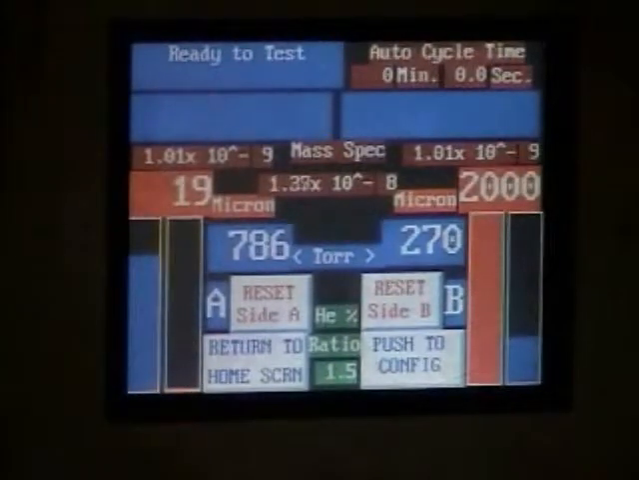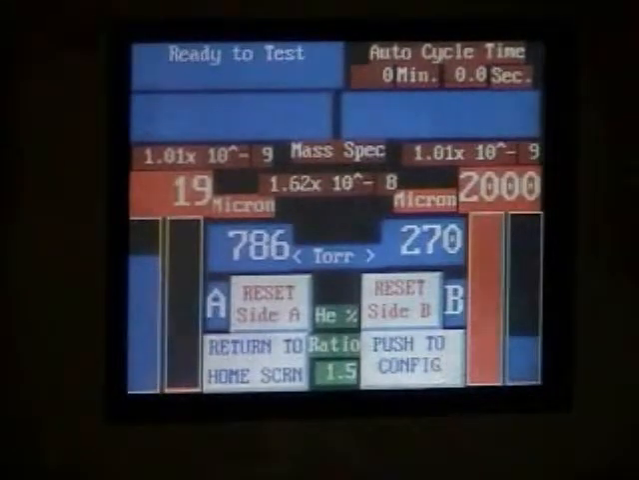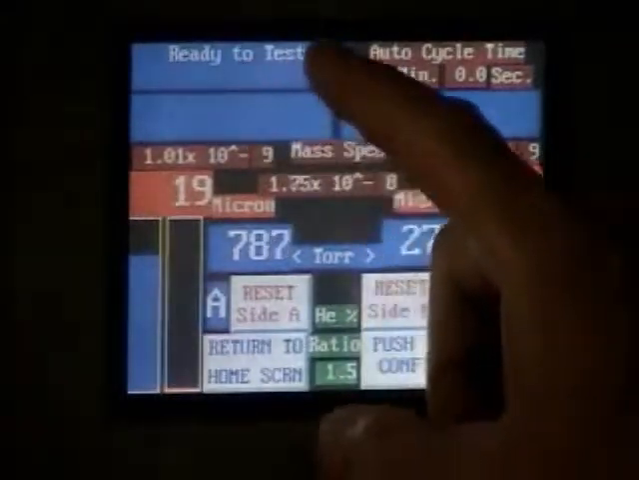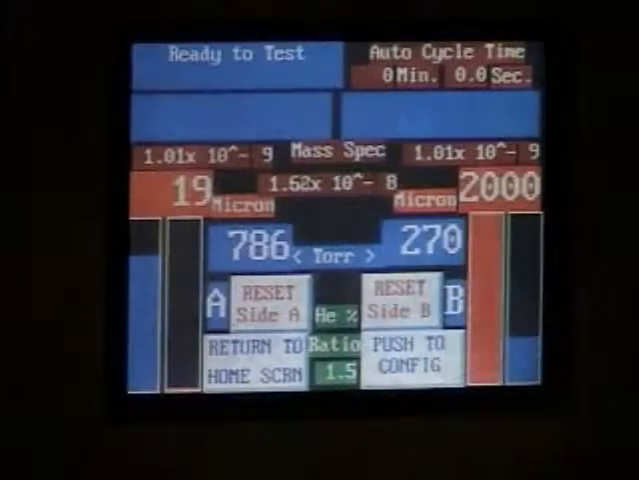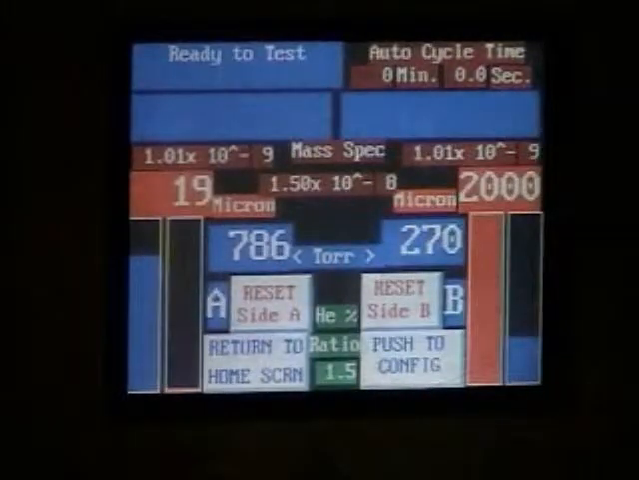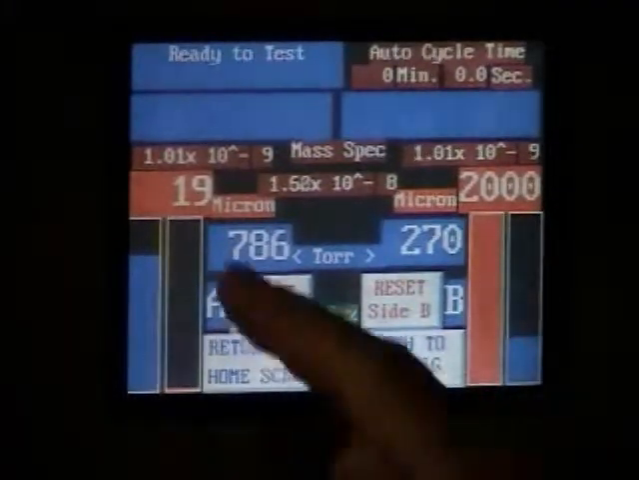Up in the top, we have an elapsed timer that times the complete cycle of the automatic cycle. There is a message display area, one that displays the message for the system, and then there's a message display for each side of the test, A and B.